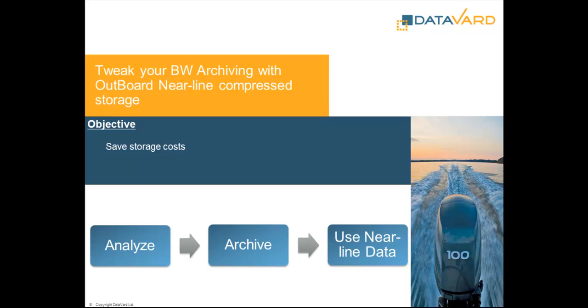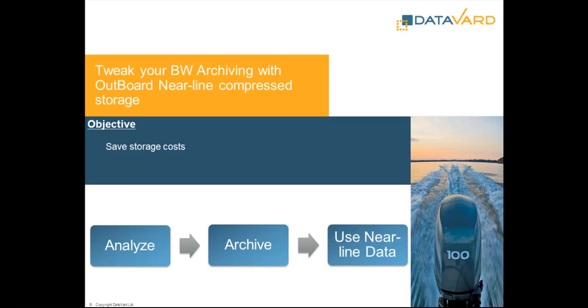In this demo, you will see how after the implementation of Outboard, you will be able to tweak your SAP BW system, in turn start saving storage costs, and be able to report on and load the NLS archive data. The process steps will be to analyze the info provider to make NLS archiving faster and more effective, archive the info provider, and finally, use nearline data.